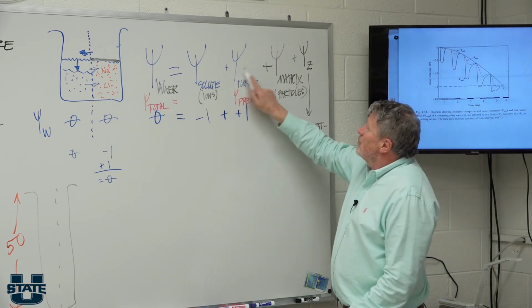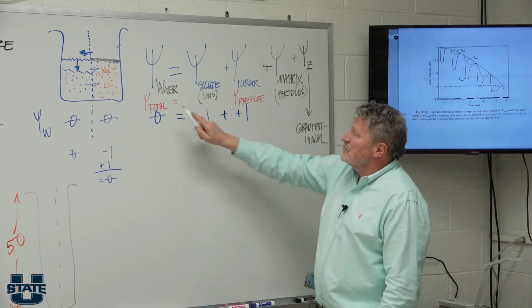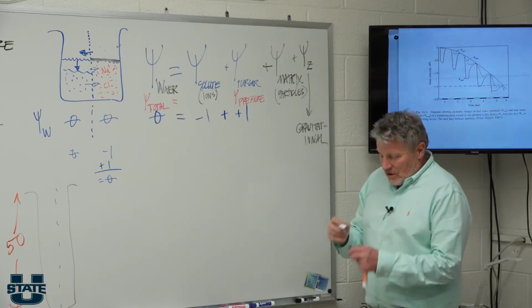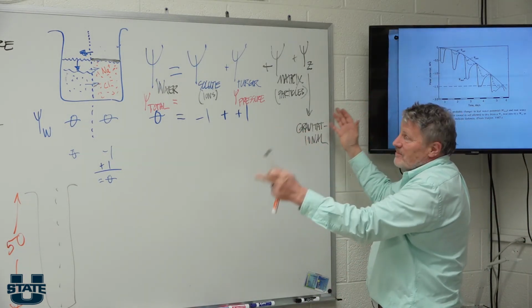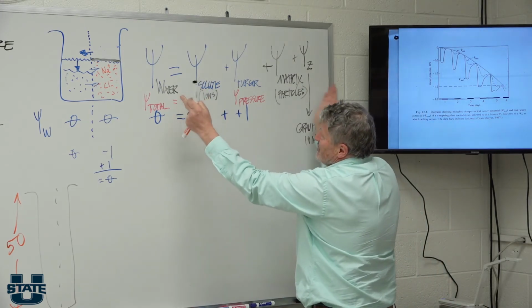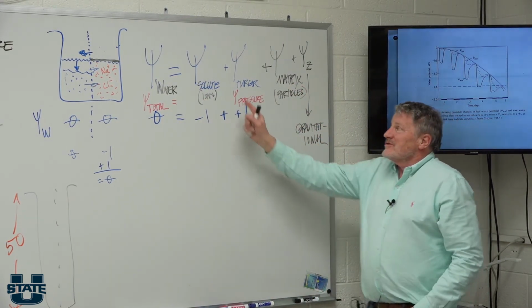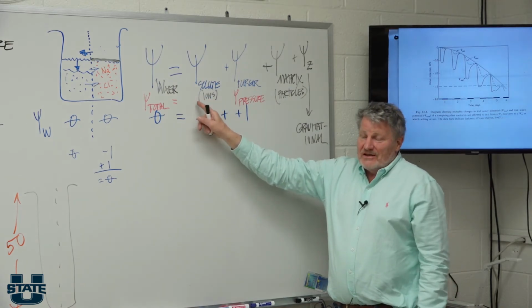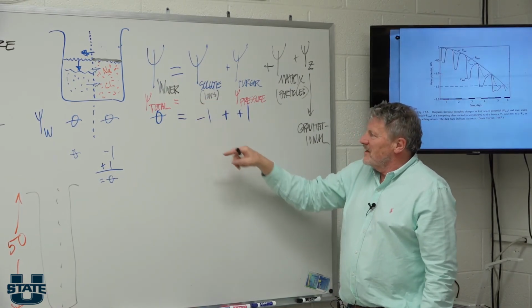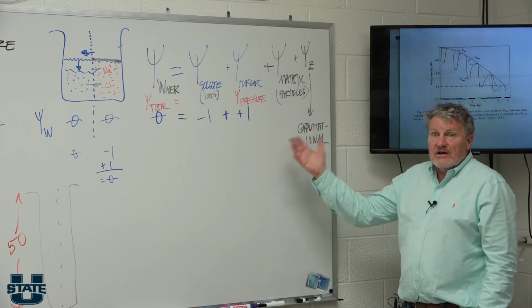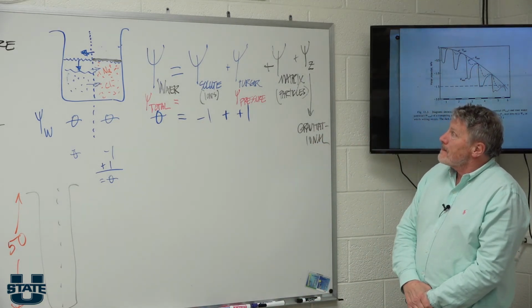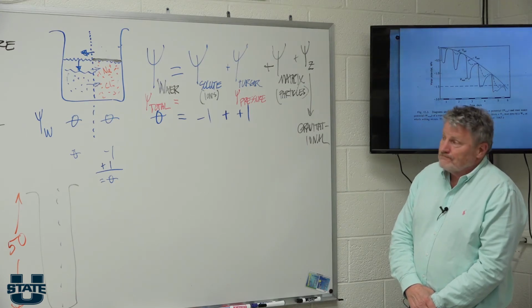So there's 1, 2, 3, 4 components that equal water potential. And just like energy balance, this has to balance. The math, these have to add up. Some positive numbers, some negative numbers. So we got plus a minus 1 and plus a plus 1. But this is the concept of plant water potential.